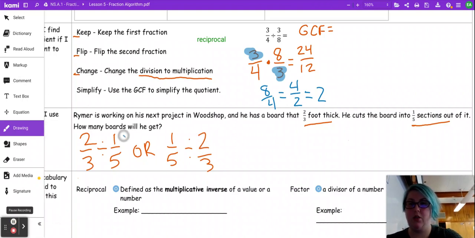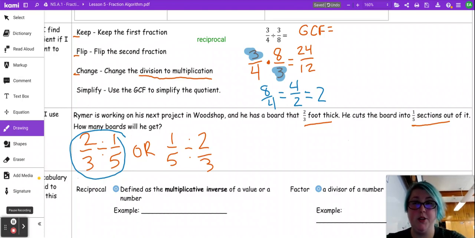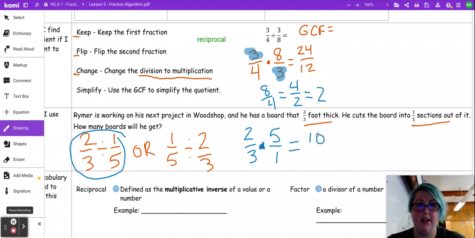All right, folks, so we have a board that is 2/3 thick. We want to cut 1/5 sections, so we're going with that first one. So we are going to do our KFC. We're going to keep the first fraction, 2/3. We're going to flip the second one to be 5 over 1, and we're going to change to multiplication. So that equals 2 times 5 is 10. 3 times 1 is 3.